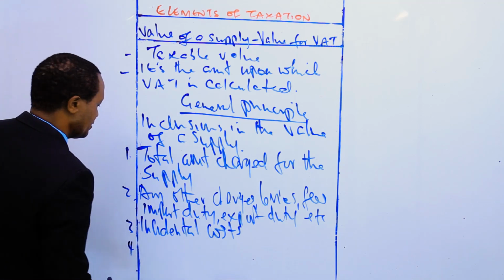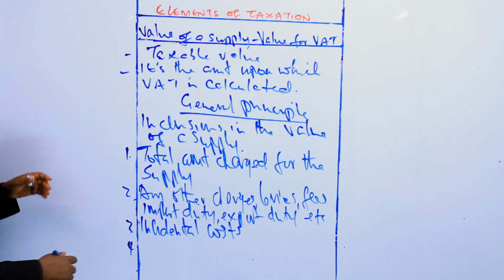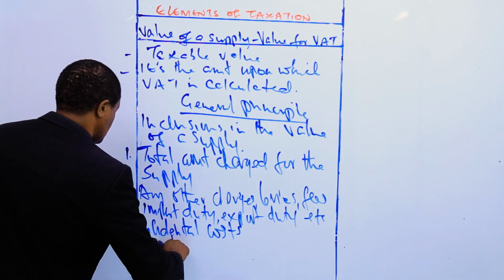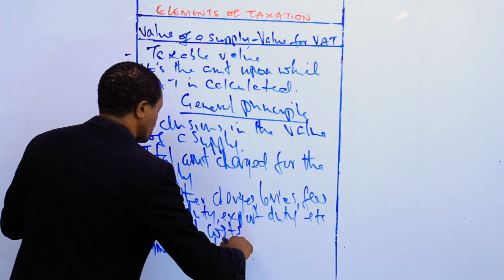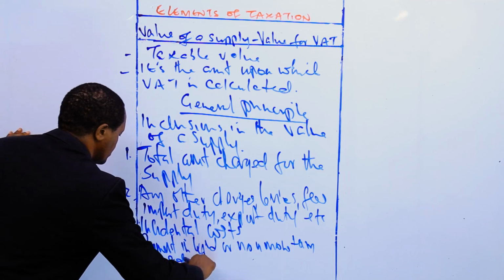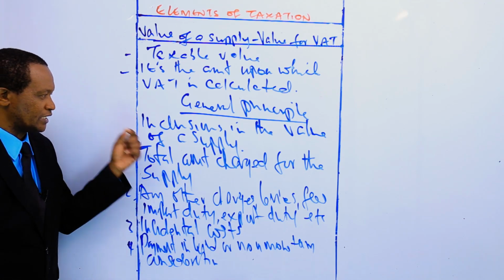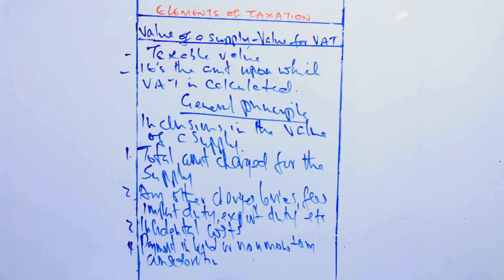Number four, we have payments in kind, or non-monetary consideration. This may also be included in the value for VAT or value of a supply. If the consideration is not purely monetary, the open market value of the non-monetary consideration is also included in the taxable amount. You understand?